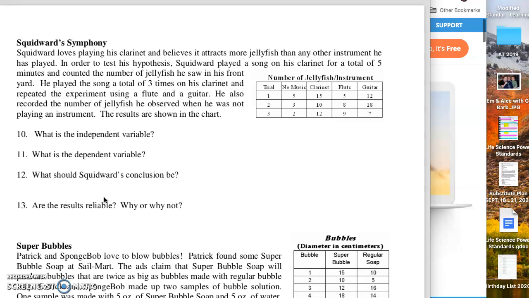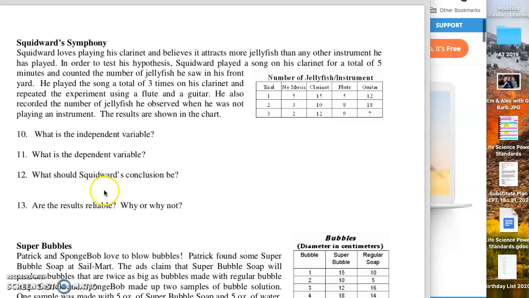what you're doing. So here, Squidward loves playing his clarinet and believes that it attracts more jellyfish than any other instrument he has played. In order to test his hypothesis, Squidward played a song on his clarinet for a total of 5 minutes and counted the number of jellyfish he saw in front of him. He played the song a total of 3 times on his clarinet and repeated the experiment using the flute and a guitar. He also recorded the number of jellyfish he observed when he was not playing the instrument. The results are shown in the chart.